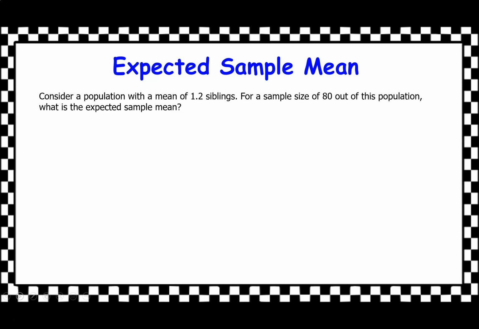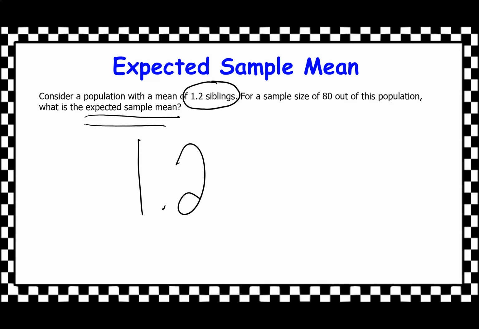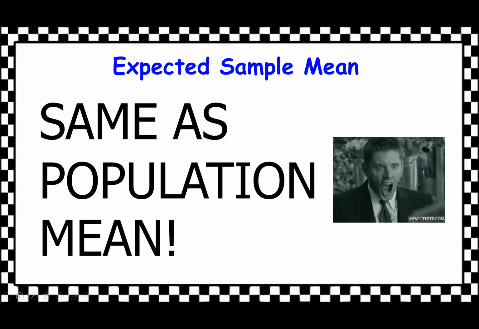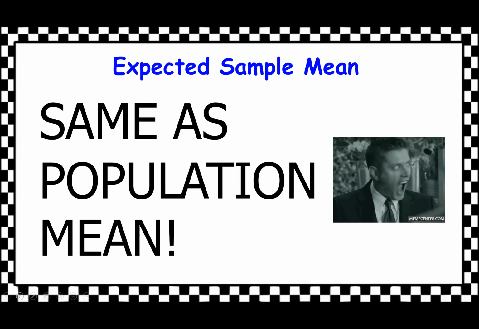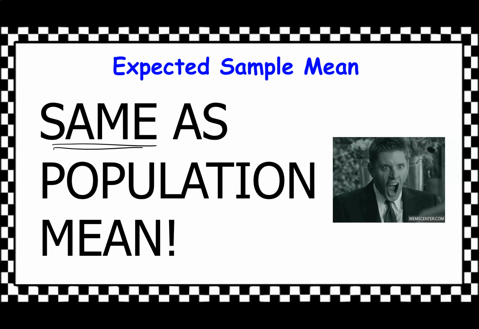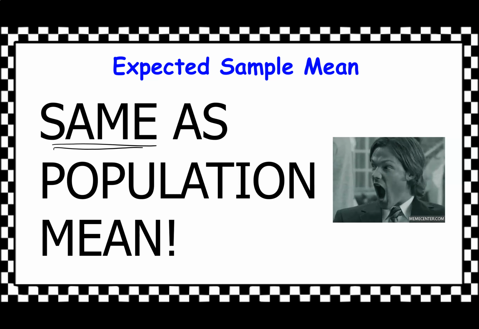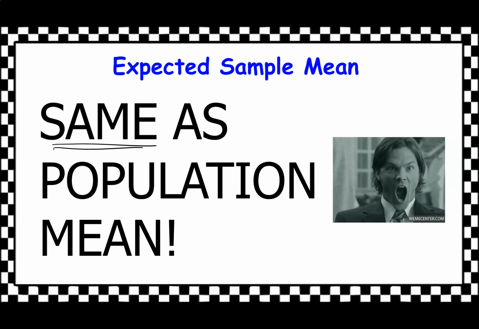How about this one? Consider a population with a mean of 1.2 siblings. For a sample size of 80 out of this population, what's the expected sample mean? Come on, don't get tricked now. The answer is 1.2. That's the population mean, so that's the expected sample mean. What am I trying to say? Oh my God, the expected sample mean is the same as the population mean. Remember that. These problems are easy. You just have to recognize them.